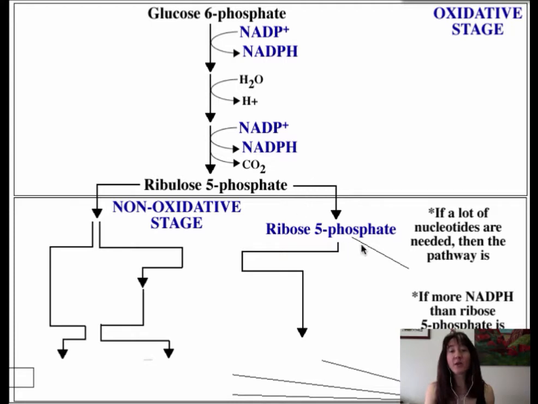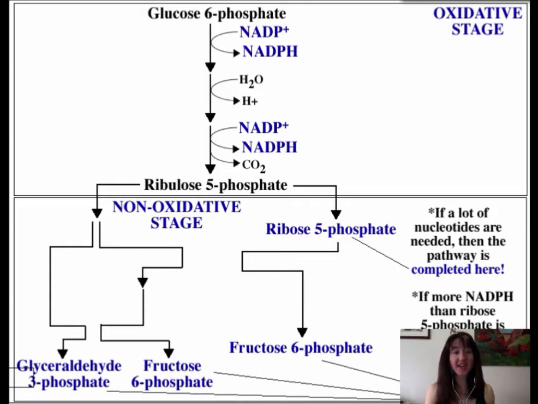And if a cell needs lots of ribose 5-phosphate, making lots of DNA, for example, then the pathway is completed here. However, if a cell needs tons of NADPH, maybe in helping to keep a metal ion reduced like iron, but it doesn't need a lot of ribose 5-phosphate, then the intermediates will be recycled and converted back into molecules that you will recognize. These molecules are glycolytic intermediates, and you will for sure recognize glyceraldehyde 3-phosphate and fructose 6-phosphate being intermediates in glycolysis. So now these can be shunted back into glycolysis.